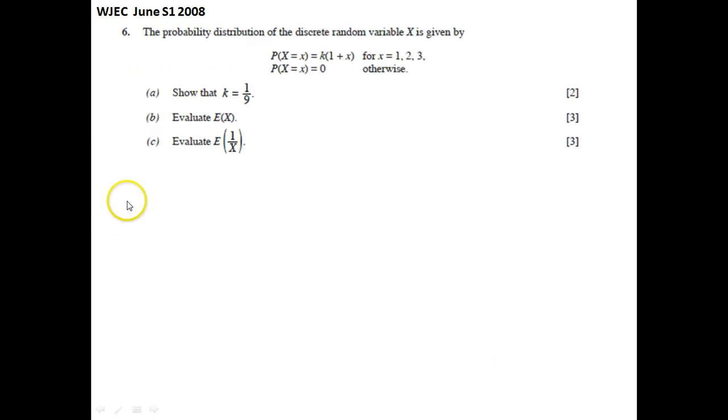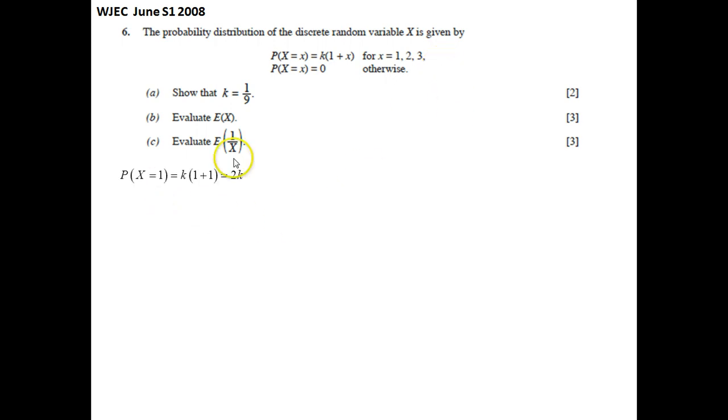A past paper question. The probability distribution of the discrete random variable X is given by that probability for each of those x's and 0 otherwise. And show that k is 1/9. We'll do that first. Now you need to set up the table for each of these values.